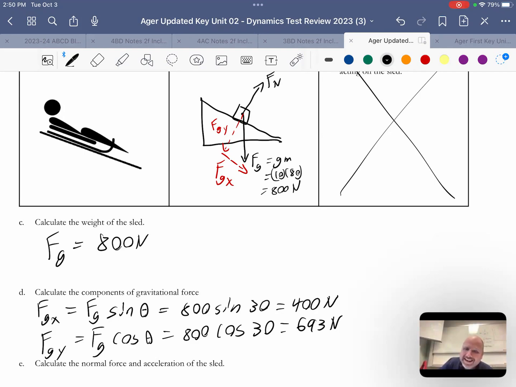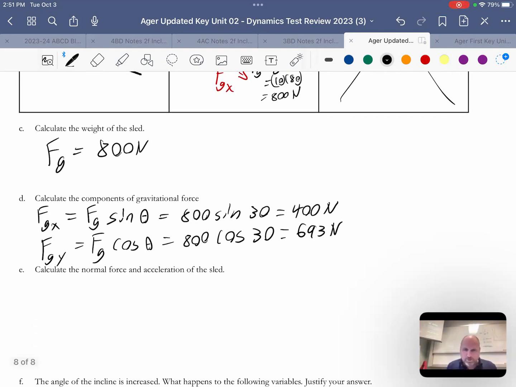Notice neither one is 800 newtons. 800 is what gravity actually is, but the components, 400 and 693, are not going to arithmetically add up to 800, but they do add up with a triangle. All right, but those are the ones we can do physics with. We can do our stuff. So calculate the normal force and the acceleration.